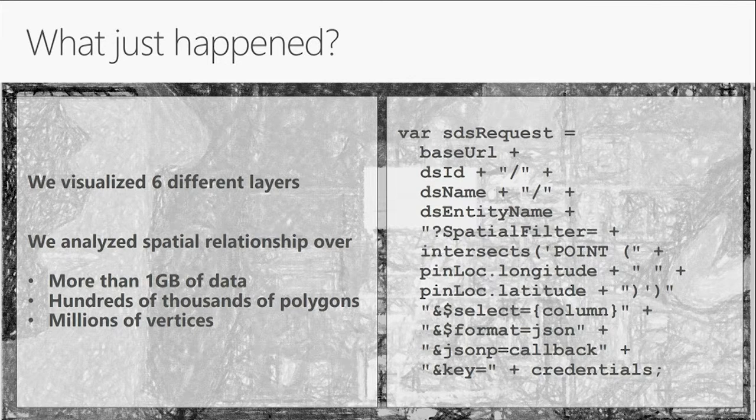So what have we seen here in the background? We have visualized 6 different layers. We analyzed the spatial relationships over a good gigabyte of data that we put together here. There were hundreds of thousands of polygons and millions of vertices that we could analyze and visualize in a fraction of a second. Ultimately, what happened was a simple REST service call that went to the Bing Spatial Data Services, gave it a clear description of the data source ID, its name and the entity name, and then I intersected it with the latitude and longitude that I retrieved back from the geocoding service that translated the address into coordinates.